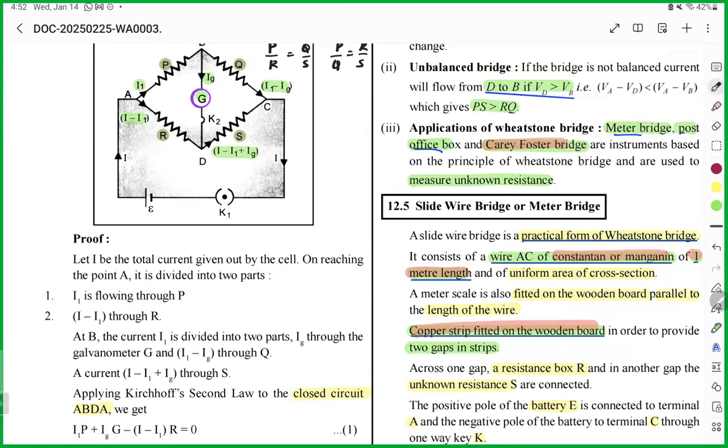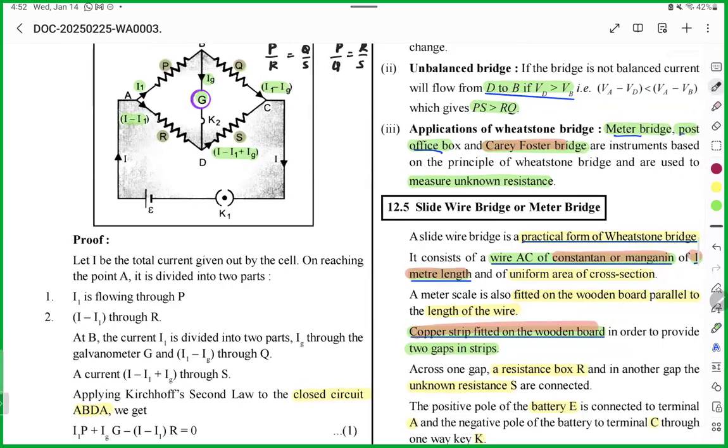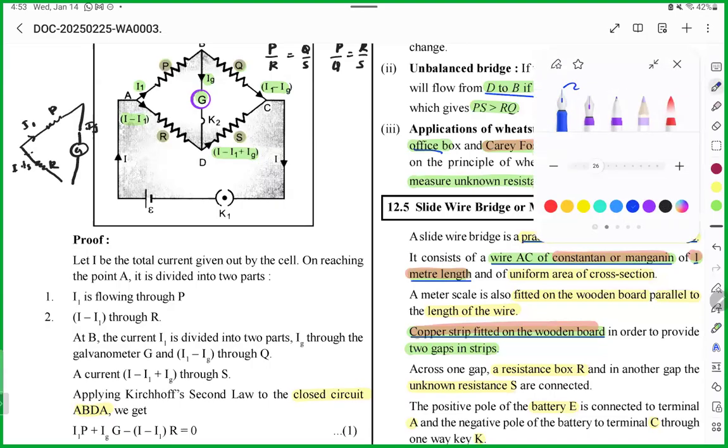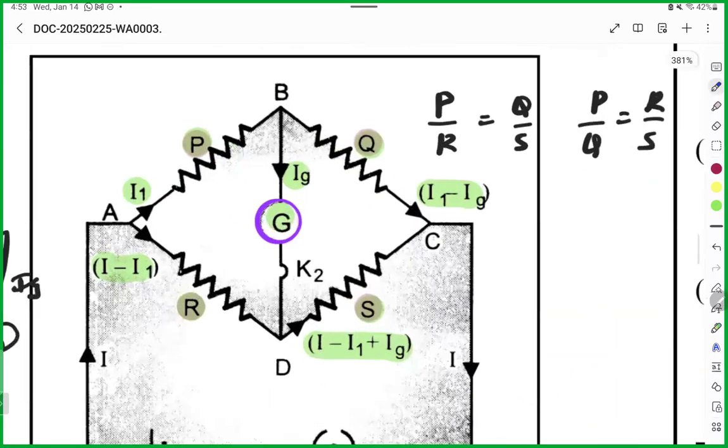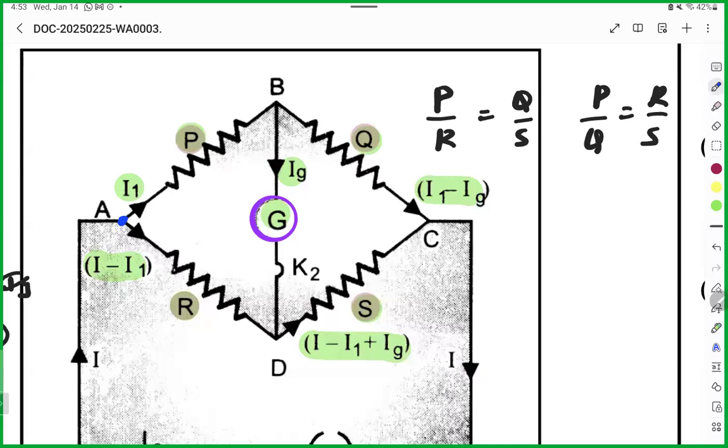How should I take? If you take current I1 passing through resistance P, then current Ig and resistance G, and then here current I minus Ig, and here resistance is R. This is one closed loop. Now you are starting your journey from point A. What will be the voltage between A to B?